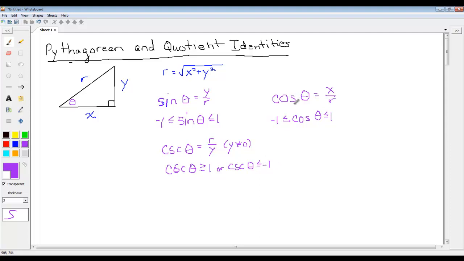And then the same thing happens with the reciprocal of cosine. You have secant of theta, which is r over x. Instead of being from negative 1 to 1, you could say the absolute value is going to be greater than or equal to 1. So it can be 1 or higher, or negative 1 or lower.